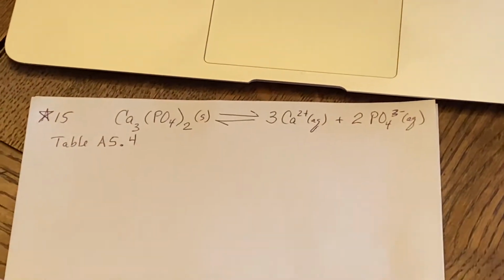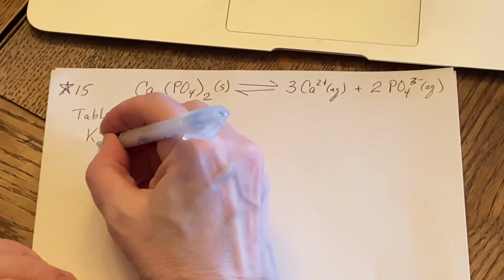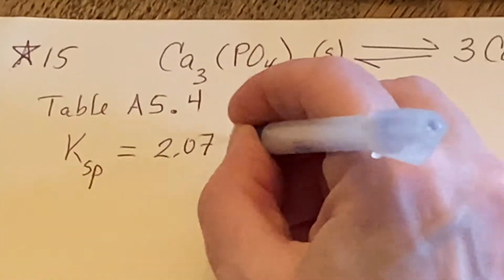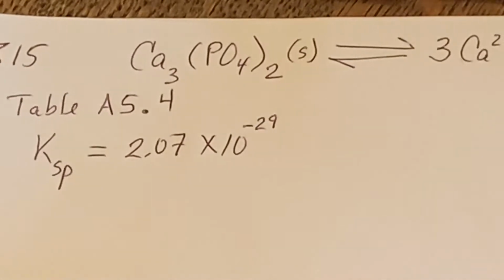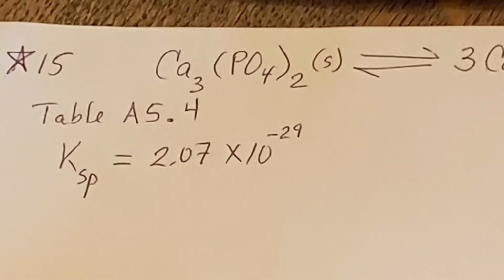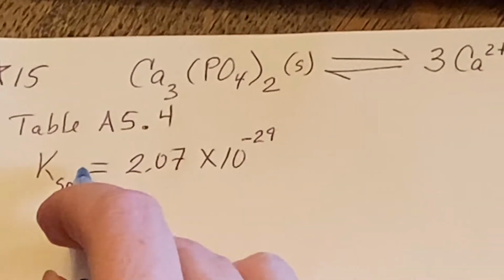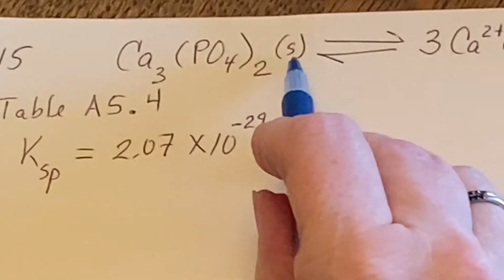A5.4. When we look in that table, we are going to find out that the KSP has a value of 2.07 times 10 to the negative 29. Oh my goodness, that does not sound like very much. Well, what is this constituted from? Well, it's not this because that's a solid.